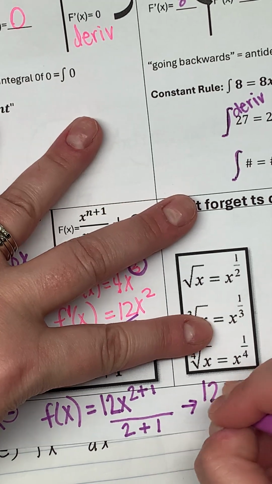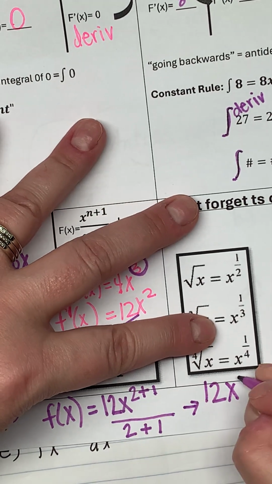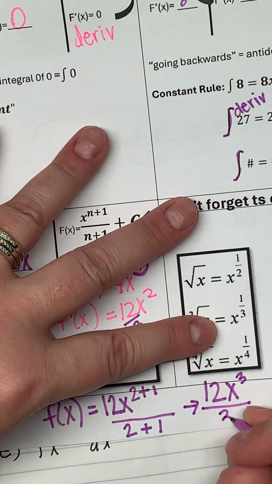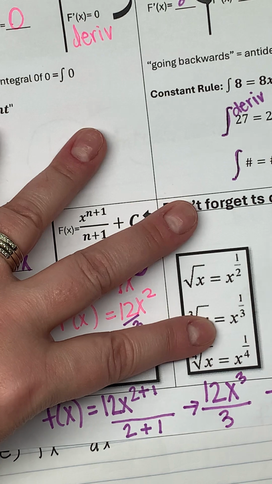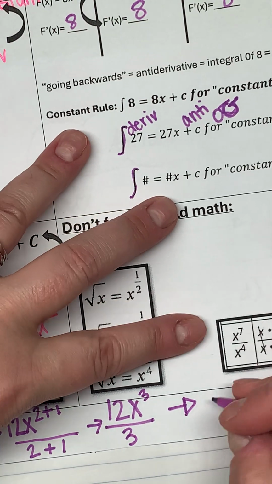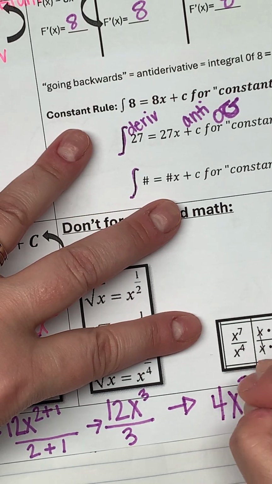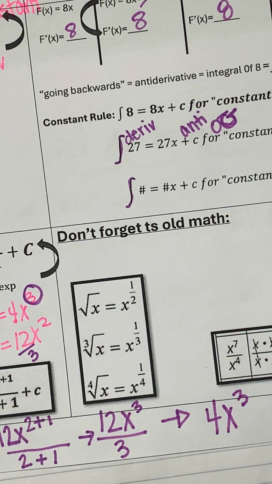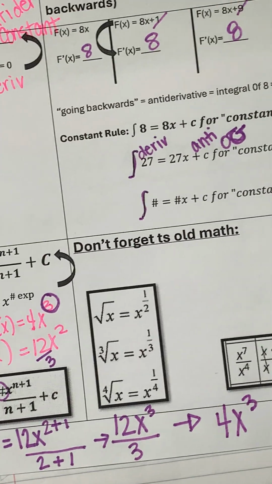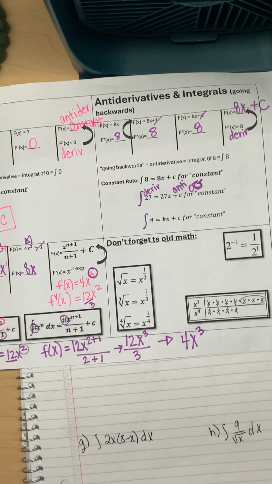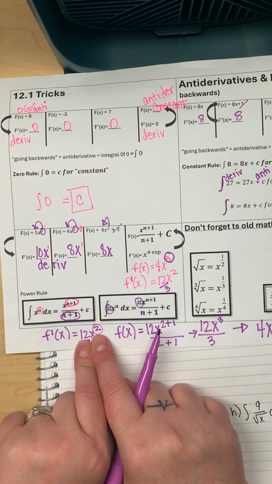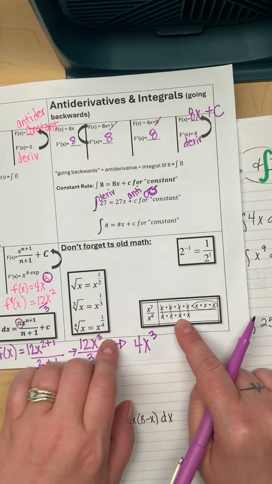This becomes 12x to the 2 plus 1 is 3, all over 2 plus 1 is 3. And then divide that, and it becomes 4x to the 3. So this is saying that if the original equation is 4x to the 3, the derivative should be 12x to the 2. Let's check ourselves.